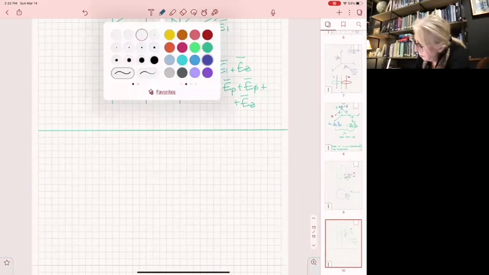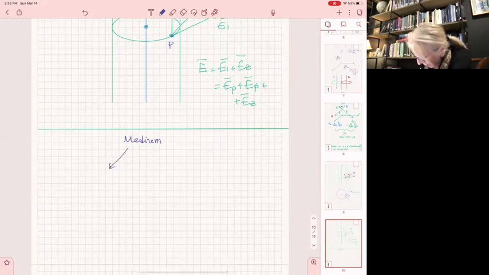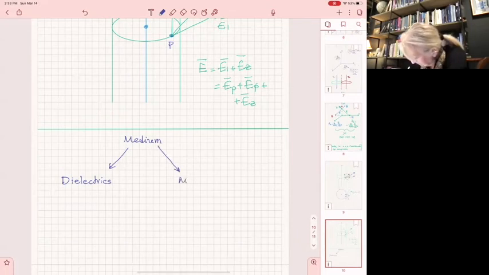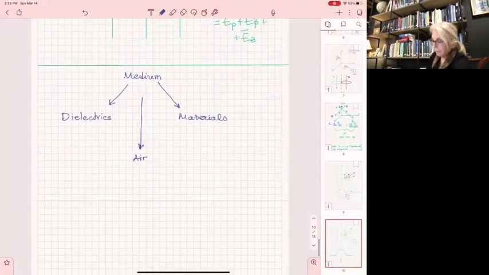So let me also say that for a medium, we have dielectrics, we have magnetics, magnetic materials, and then we have air. So these are the three types of materials that we have seen, okay?